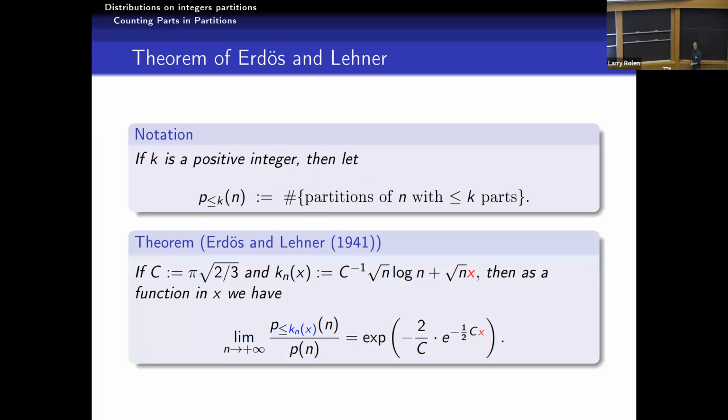So Erdős and Lehner studied this polynomial, and they showed that the number of parts satisfies a nice distribution property. The notation we're going to use here has a less than or equal to k with a subscript of n. So this is going to be the number of partitions of n with less than or equal to k parts.